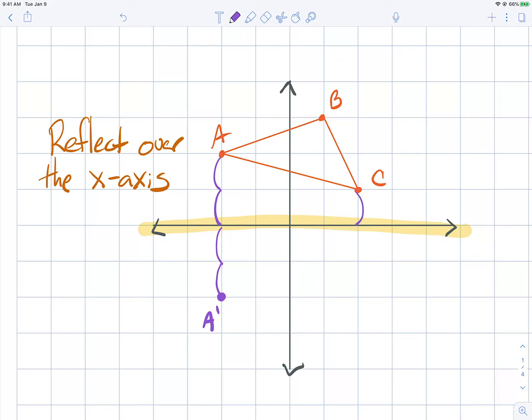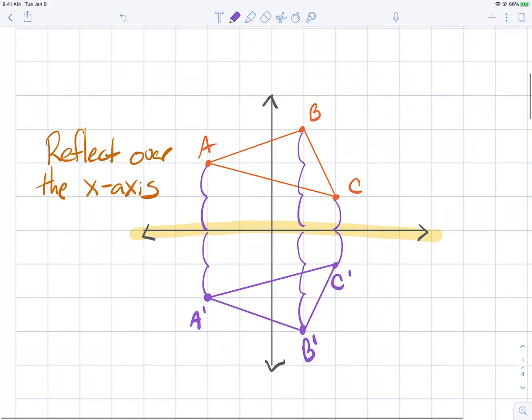C is 1 away from its line of reflection, so that means C prime is 1 away on the opposite side. B is 1, 2, 3 away, so B prime is 1, 2, 3 away on the opposite side. So if I were to connect my points to make my new triangle, here is the reflection of my triangle. And you can see that it is flipped over.